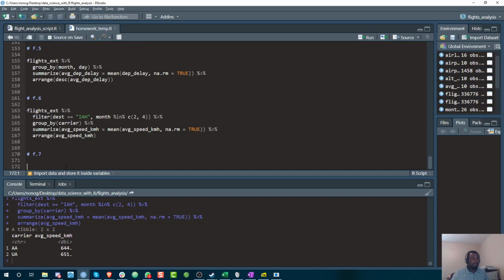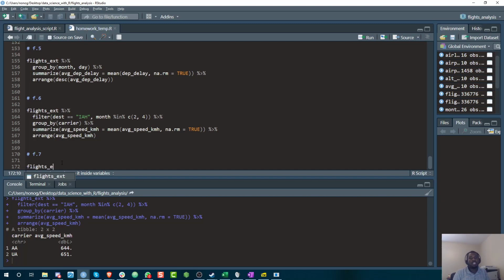For F7, which carrier has pilots who care the most about making up time in the flights when there is departure delay? Okay, so if there's departure delay, do you see that pilots are trying to make up time? And if that is the case, which carrier has the pilots that do it the most? Okay, and again, all these questions are questions that you may want to tell that business guru that is going to fly out of New York City a lot.